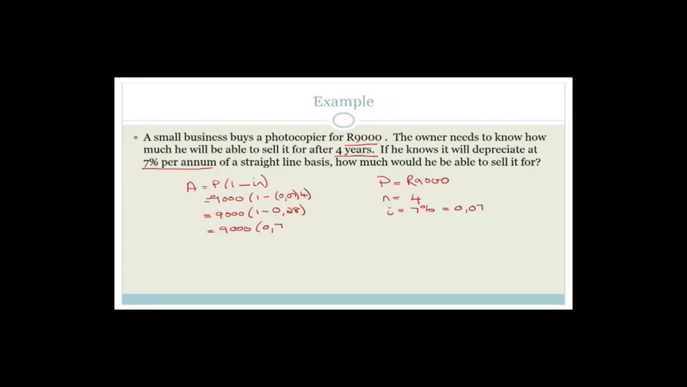So that becomes 0.72. And if I multiply that by 9,000, I get 6,480. So unless he's messed up his photocopier a lot, he should be able to sell his photocopier for 6,480 Rand after 4 years, which is not too bad.